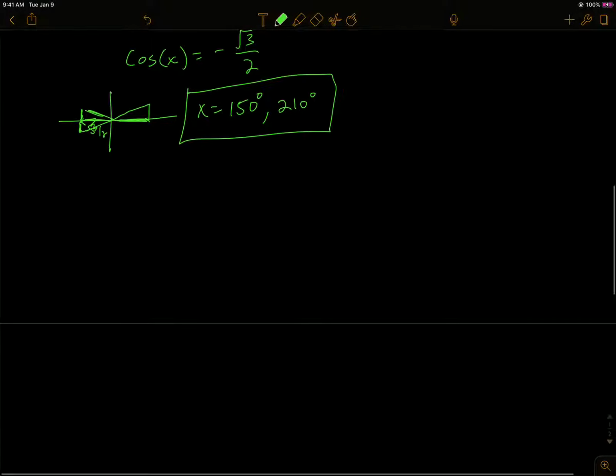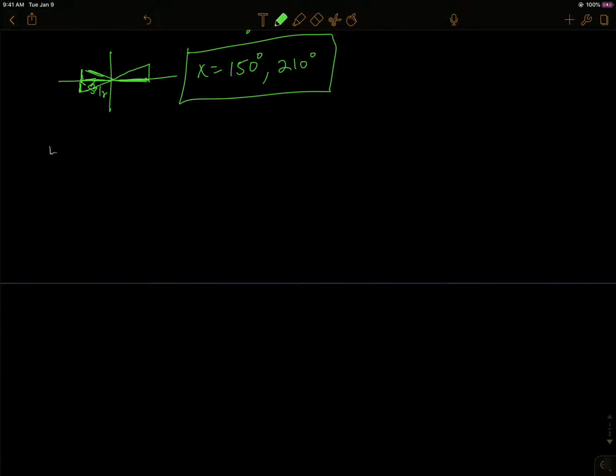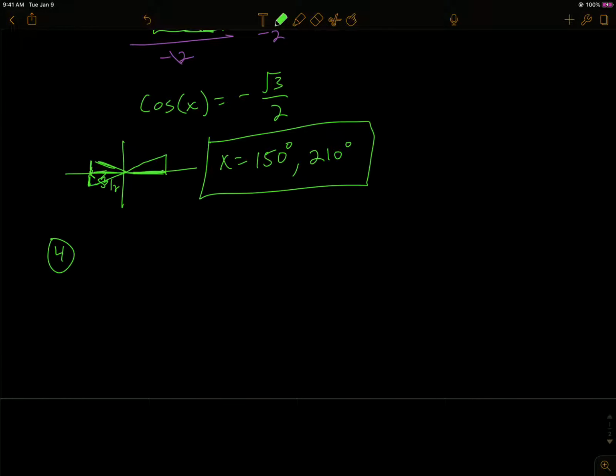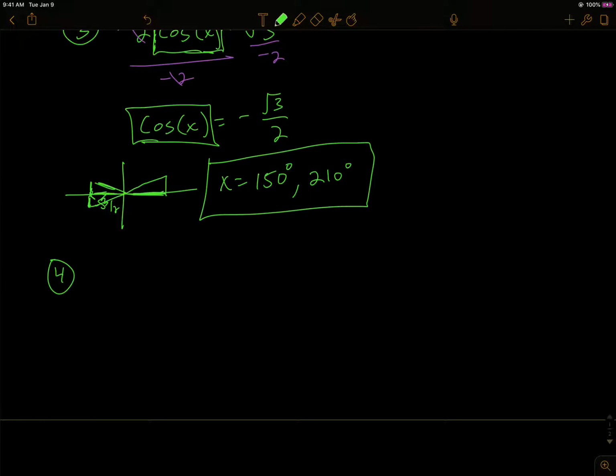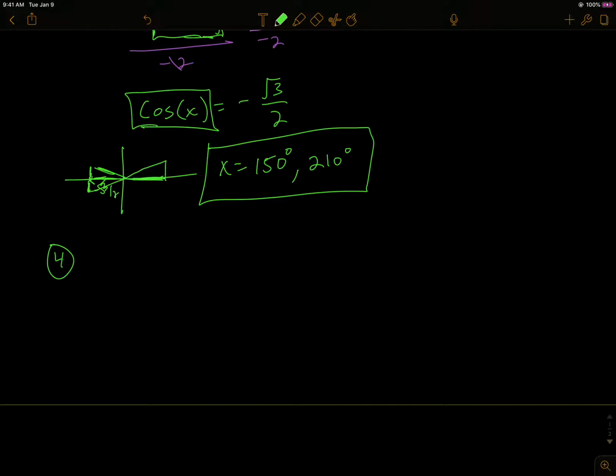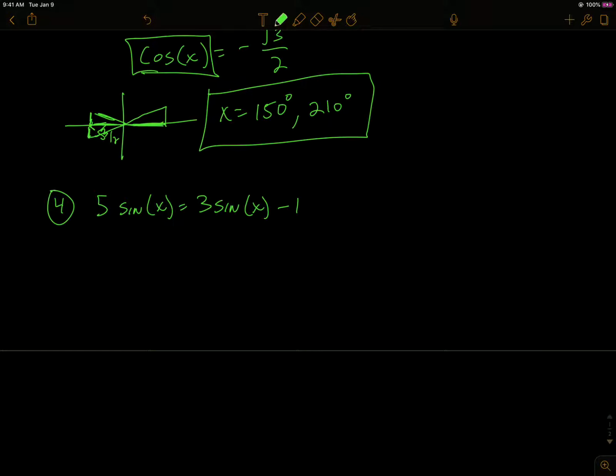Okay, we're going to keep kind of making these a little harder as we go. And mostly what I mean by harder is just the setup to get to this, what we have to do to get to the cosine solved by itself. And then solving it is just the same thing over and over. So our example number 4, we're going to go with 5 sine of x equals 3 sine of x minus 1. So again, we want to get sine x equals or cosine x equals.